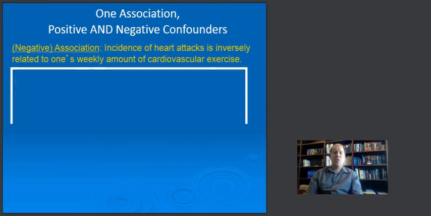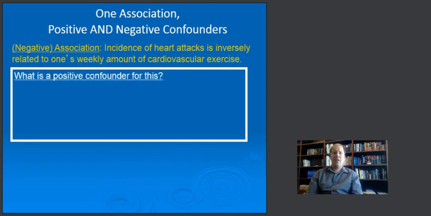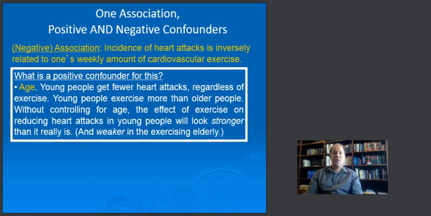What's a positive confounder? Can you think of one? Here's one, and I challenge you to think of others. How about age? Young people tend to exercise more than the elderly, and for reasons unrelated to exercise, but simply because they're young, people tend to have fewer heart attacks. So if you don't control for age, the effect of exercise in reducing heart attacks in young people will look stronger than it really is. Conversely, the effect will look weaker in those elderly who do choose to exercise. This is a positive confounder, just like the examples we gave before.